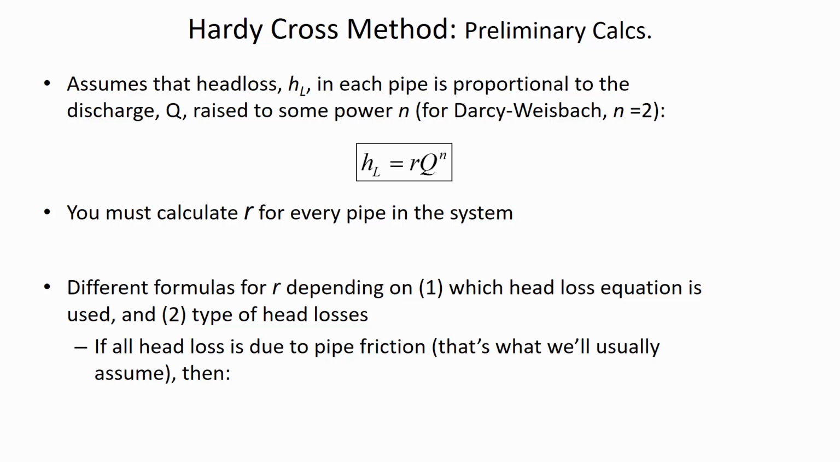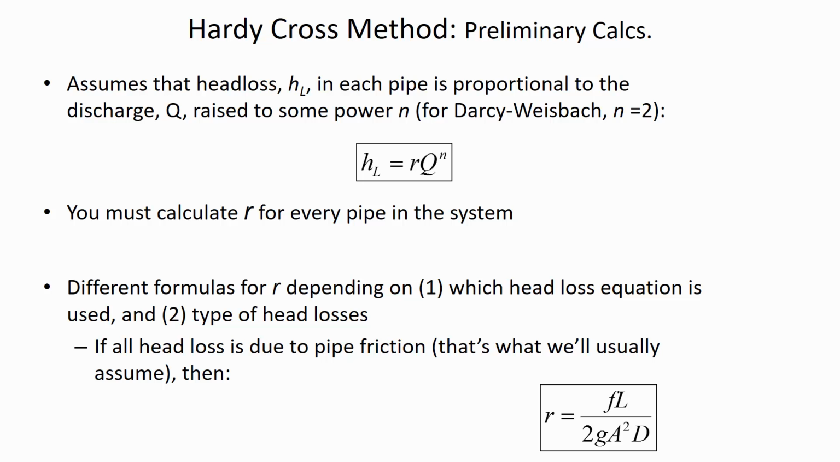Now R can also include local losses. All we'd have to do is have some of the K values built into the term when we're calculating R. But for simplicity's sake, in the example we're working today and in the homework assignments that accompany it, we'll only consider the friction losses and not the local losses, because the local losses are oftentimes relatively minor in comparison. So here's what we'll do for R.